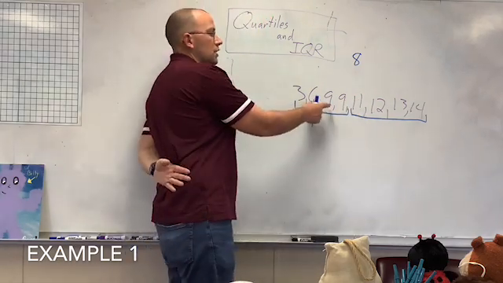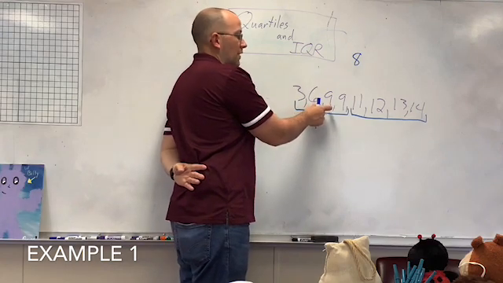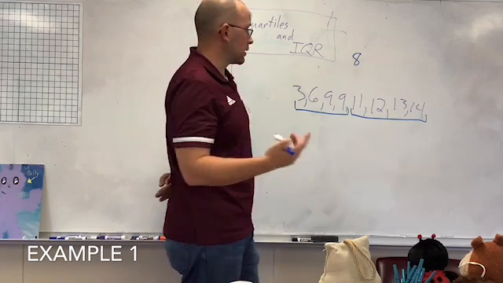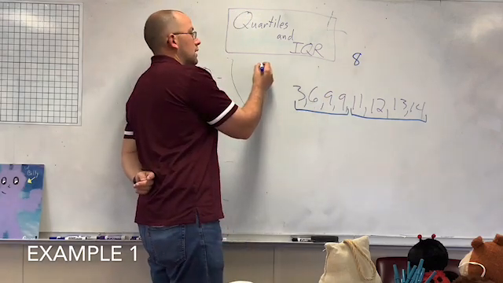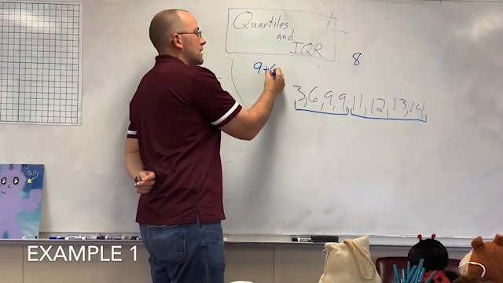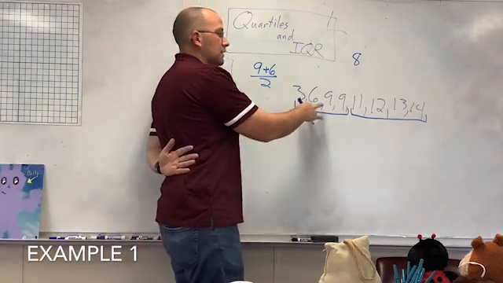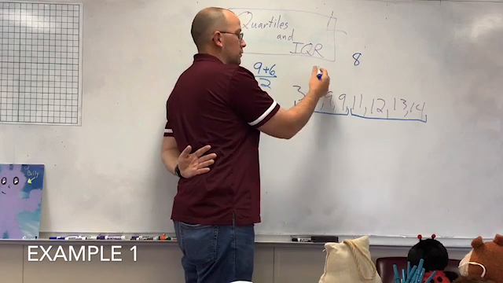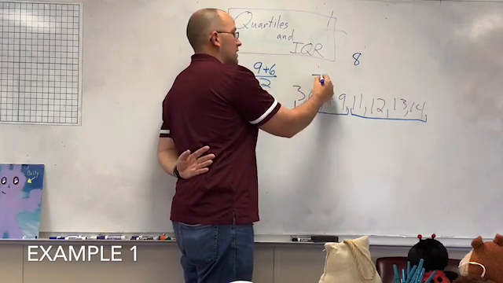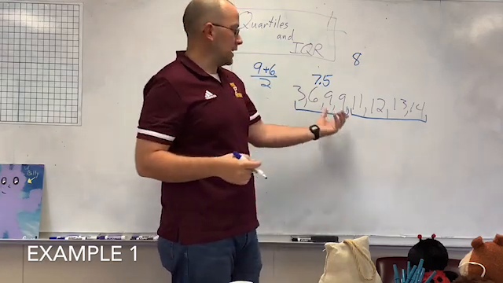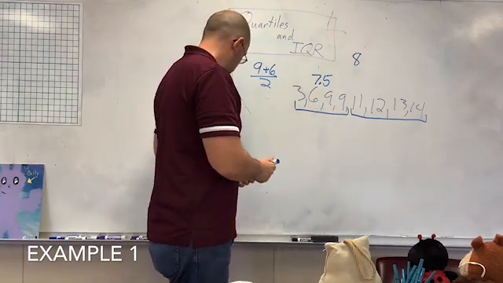So this first section here, I find the median. I have a 6 and I have a 9. But there's 4 numbers, so there's no middle number. So I take my 9, add it to my 6, and divide it by 2. I basically find the mean of these two. So that gives me 7.5. So that is the median of this first section.